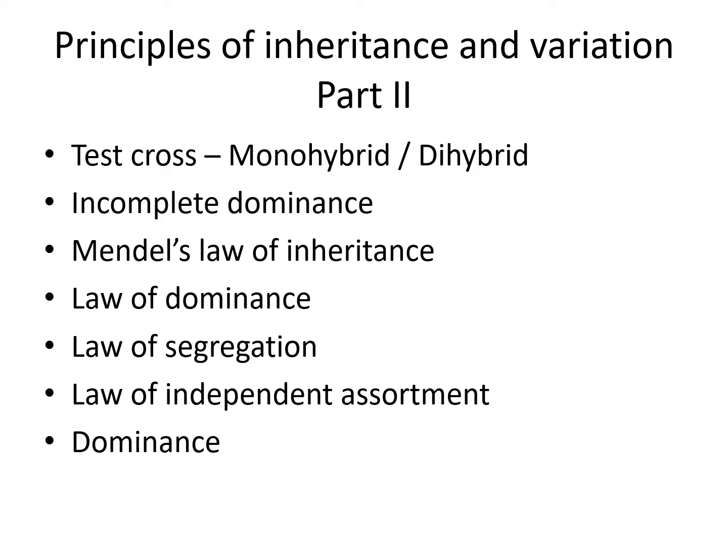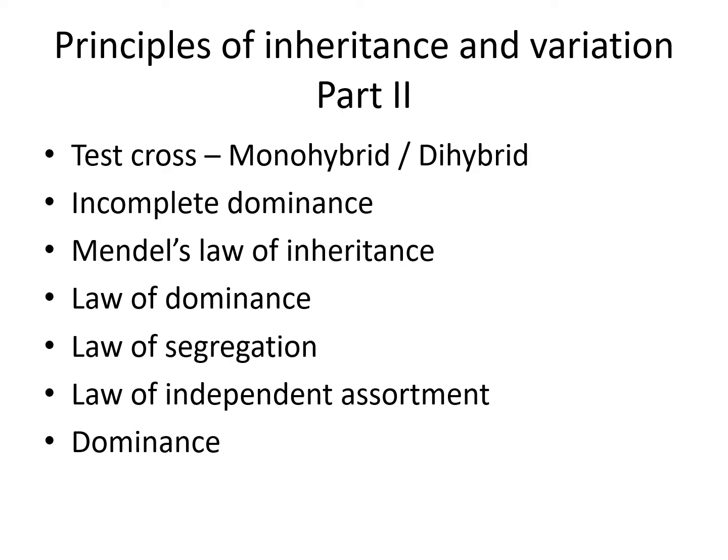What is the ratio of monohybrid cross? Genotypic ratio is 1 is to 2 is to 1. Phenotypic ratio is 3 is to 1. Then dihybrid cross 9 is to 3 is to 3 is to 1. Yes, now we can see test cross.